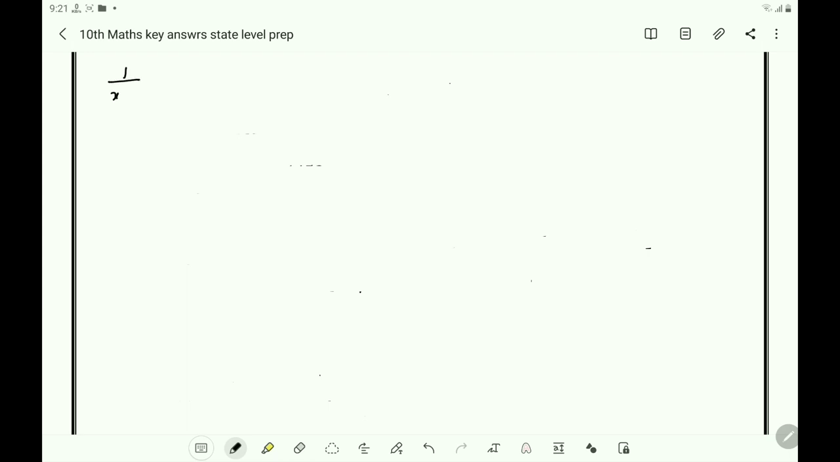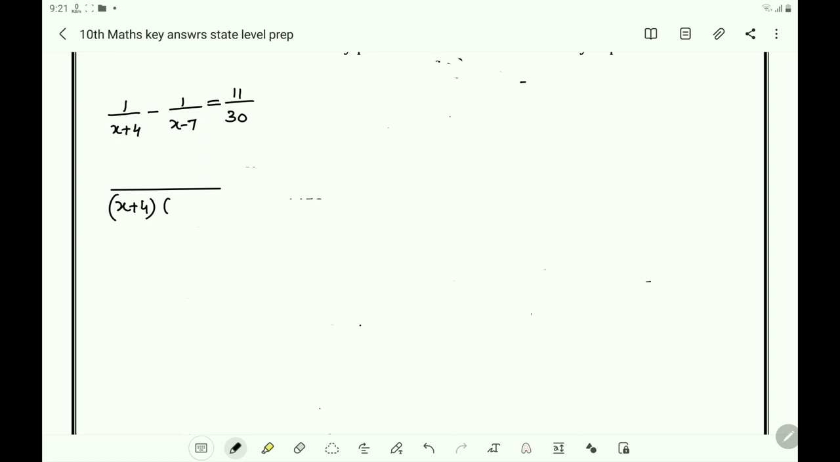1 by x plus 4 minus 1 by x minus 7 equals 11 by 30. Here also you must take the LCM. What is the LCM of these two? LCM of the two is x plus 4 into x minus 7. The product becomes the LCM. So you write in the denominator x plus 4 into x minus 7. Then 1 into x minus 7 minus 1 into x plus 4, which equals 11 by 30.